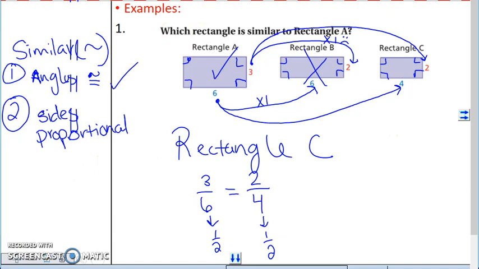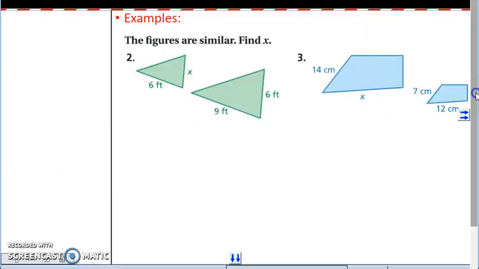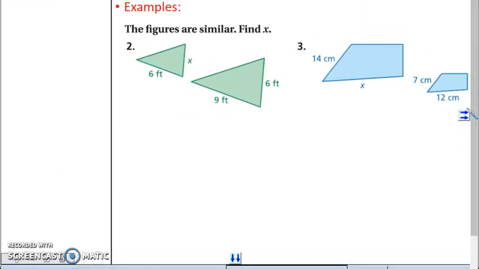Alright, let's take a look at examples 2 and 3. The figures are similar. Now we're going to solve for x. So what we're going to do is set up the proportions. We talked about this last year. Well, you talked about this last year with your teacher. And here's how we set up a proportion: blank over blank equals blank over blank. Two fractions are equal to each other. We call this a proportion.